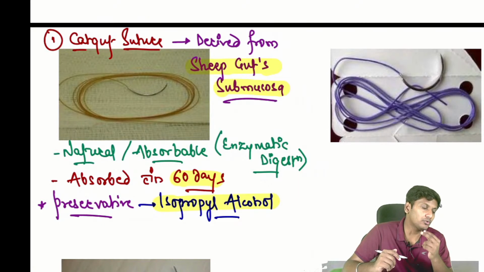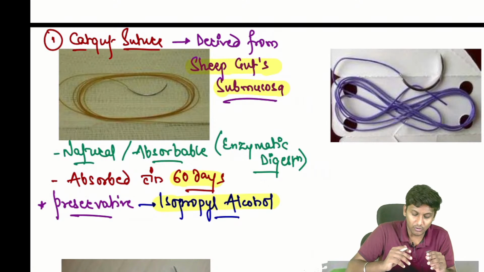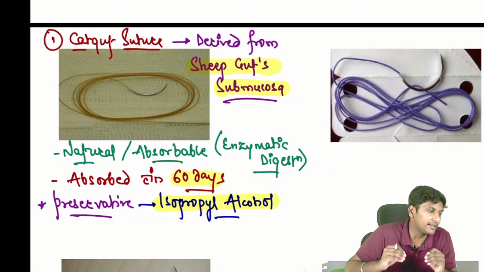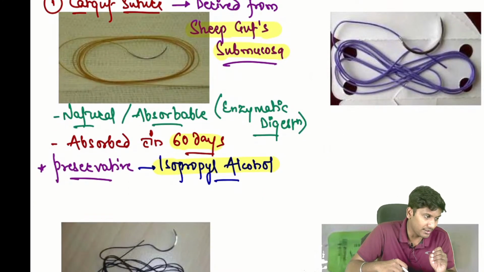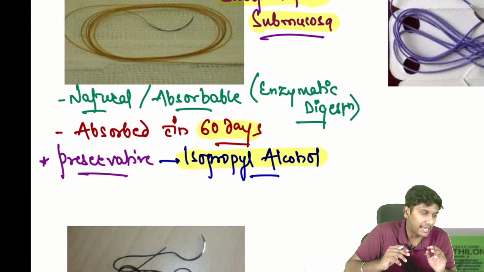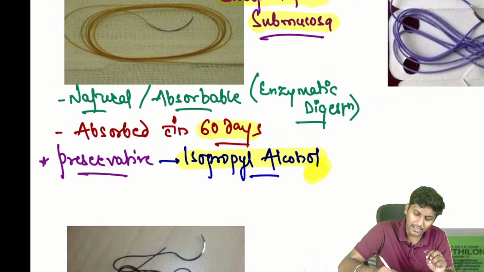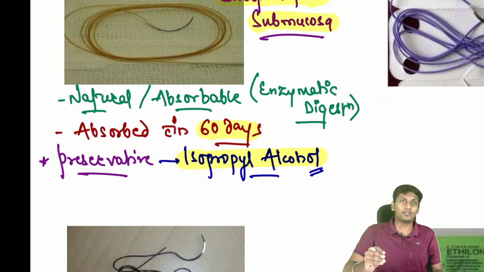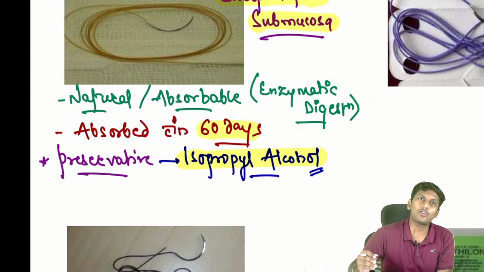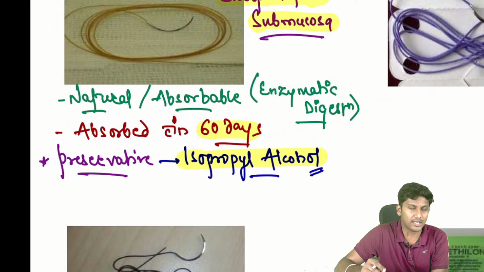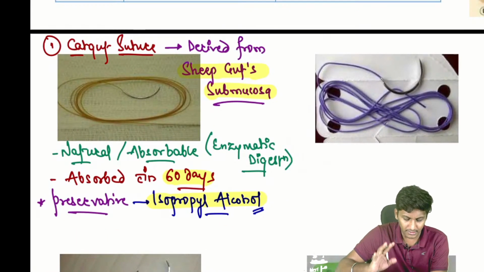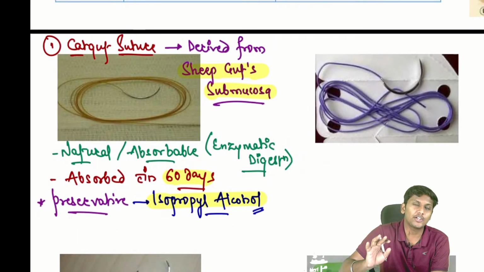Most of the sutures are not going to have any kind of liquid inside as a preservative. But important is, this catgut suture is going to have this liquid known as isopropyl alcohol. It is used to store the catgut suture as a preservative, so that it can be stored for a longer duration of time. Otherwise it gets spoiled, okay? So that is the basic reason. This is all about your catgut suture that you have to be aware of.